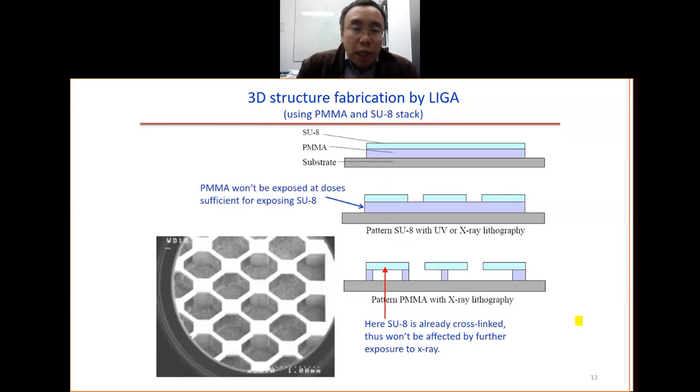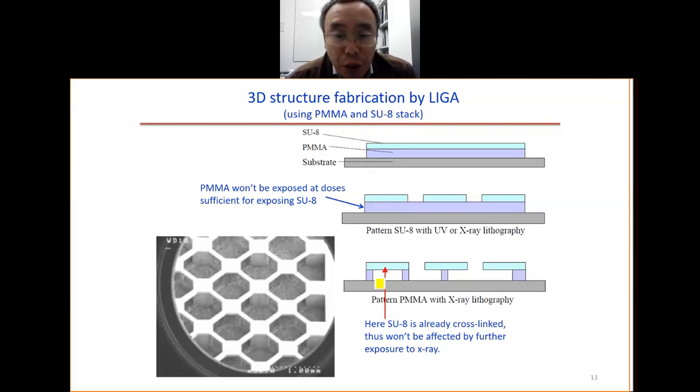So here is another example of the fabrication tricks. Here we use two layers. One layer is SU8. SU8 is a sensitive resist. Then we have the PMMA layer. First, we pattern the SU8 layer. Because SU8 is a chemically amplified resist, it is very sensitive. So the dose to expose the SU8 is not high enough to expose the underneath PMMA layer. So the PMMA will not be affected because of the low dose.